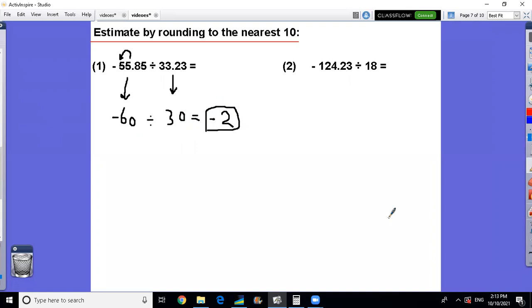Question 2, I need you to do it on your own. Use what you learned from question 1. Do it on your own, and then come back to check if your answer is correct or not.